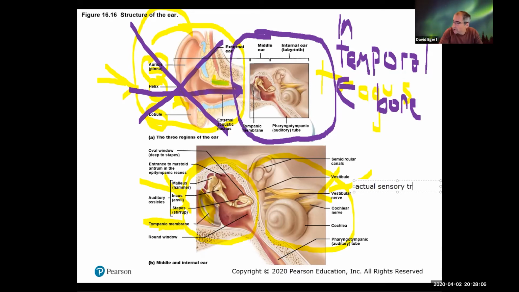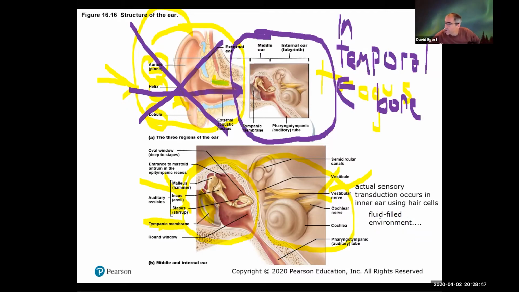Actual sensory transduction occurs in inner ear using hair cells. So that is kind of important. The actual sensory transduction is going to be happening in the inner ear using hair cells. That being said, the inner ear is fluid filled.